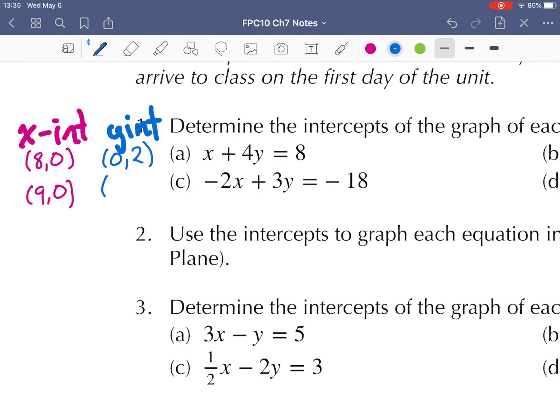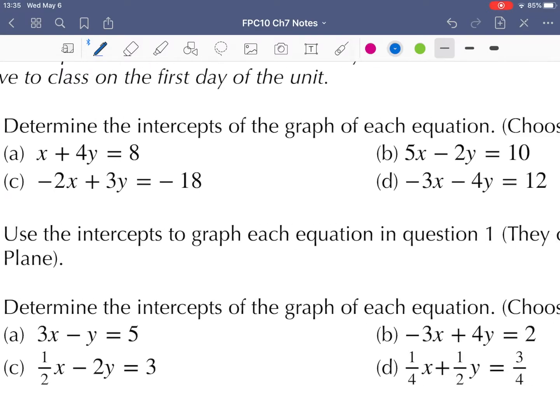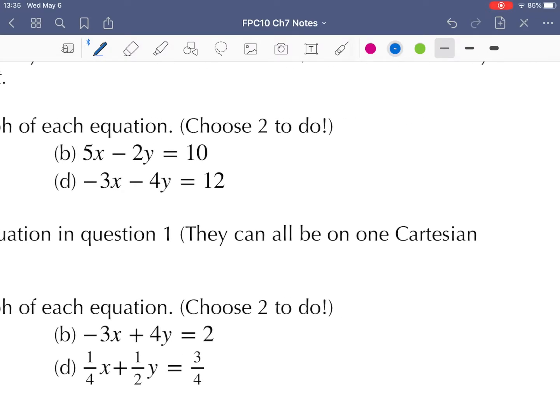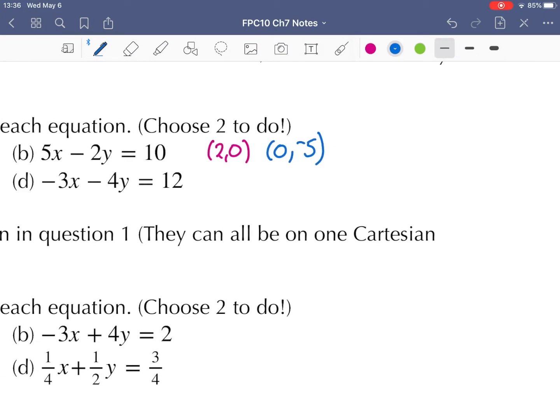For letter C, you're going to get an x-intercept at 9, 0. And you're going to get a y-intercept at 0, -6. Those are the x-intercepts and the y-intercepts for those graphs. For letter B and D, again, I'm going to do my x-intercept in pink. For B, you're going to get x-intercept at 2 and 0. And for your y-intercept, you're going to get a y-intercept at 0 and -5.